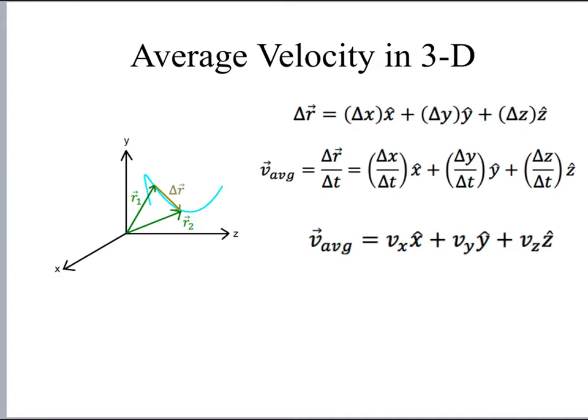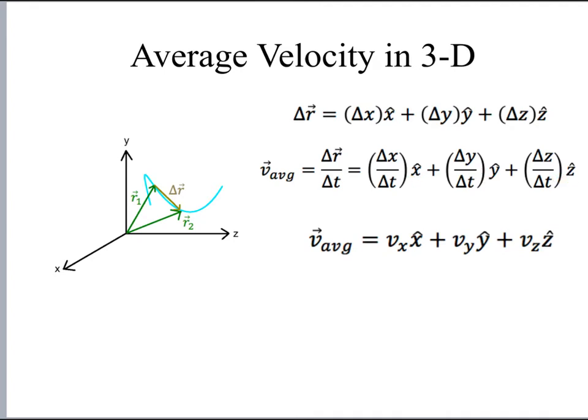And just like we did before, if I want to find the average velocity, I just take my delta r and I divide it by delta t. And so I would have my delta x over delta t, because I'm taking this term, dividing it by delta t. I take this term, divide it by delta t. That gives me delta y over delta t. And of course, delta z divided by delta t gives me that term. We keep the x hat, y hat, and z hat unit vectors.